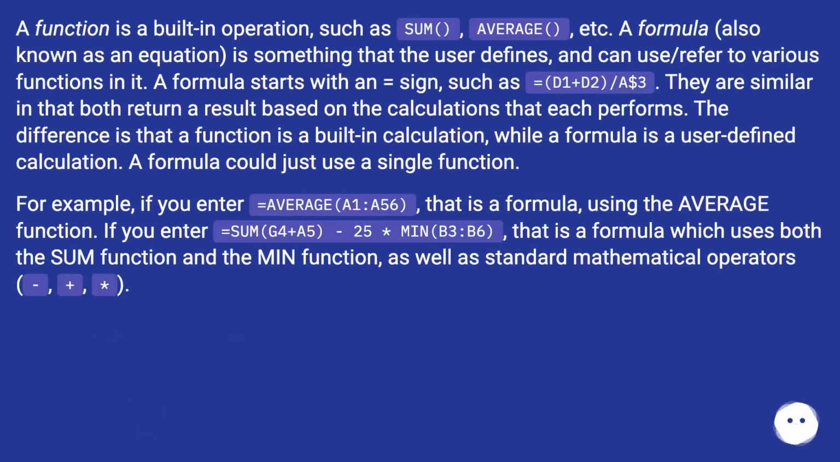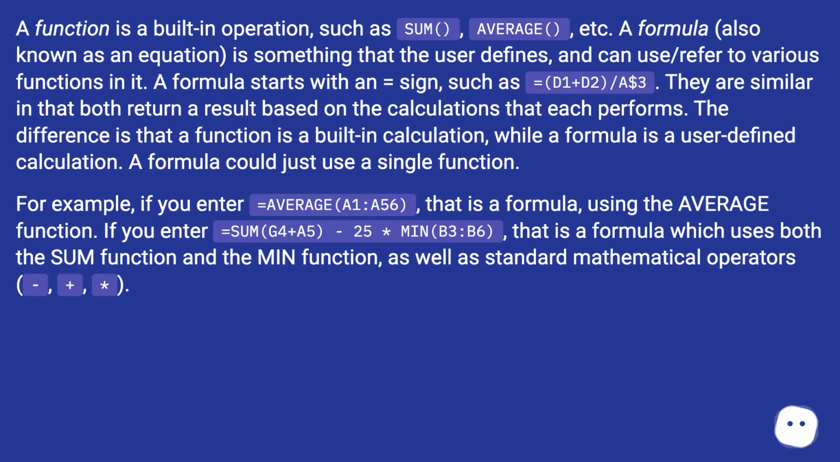A function is a built-in operation, such as sum, average, etc. A formula, also known as an equation, is something that the user defines and can use to refer to various functions in it. A formula starts with an equals sign, such as equals D1 plus D2, $3.